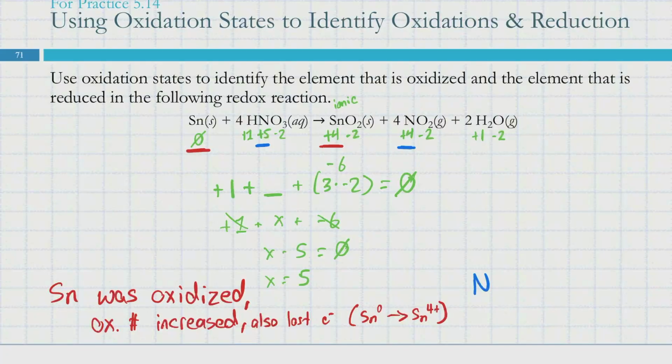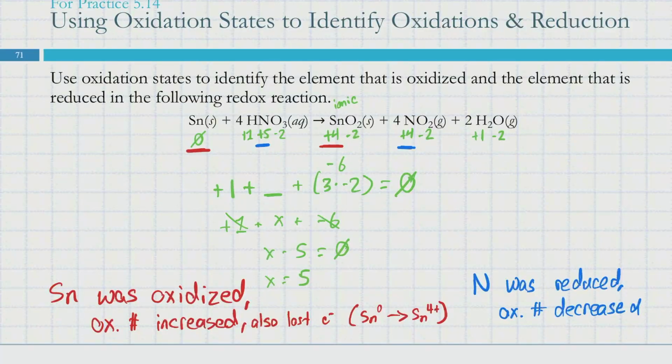And nitrogen was reduced because the oxidation number decreased. Everything else had the same oxidation state on the left and the right. So those are the only two things that changed. Questions?